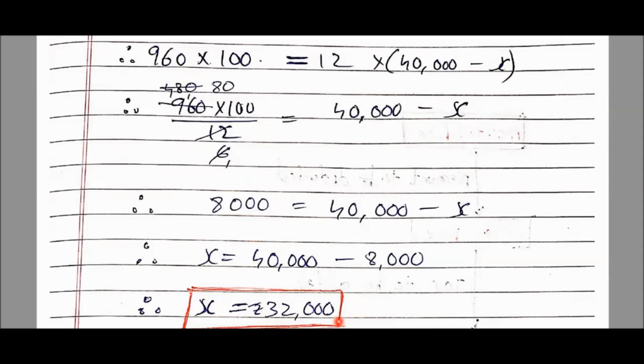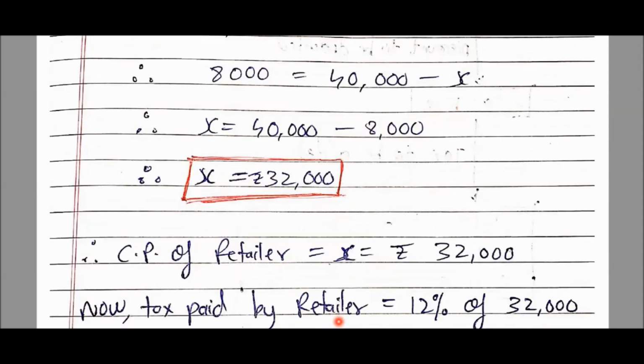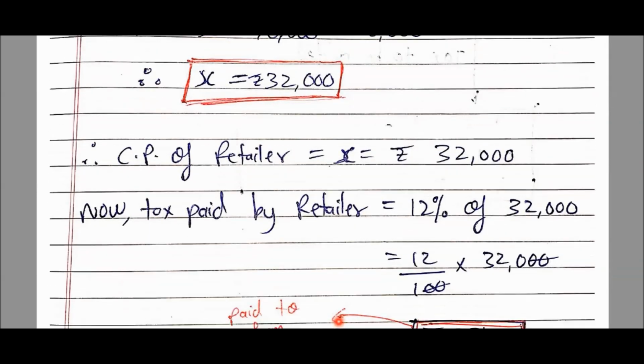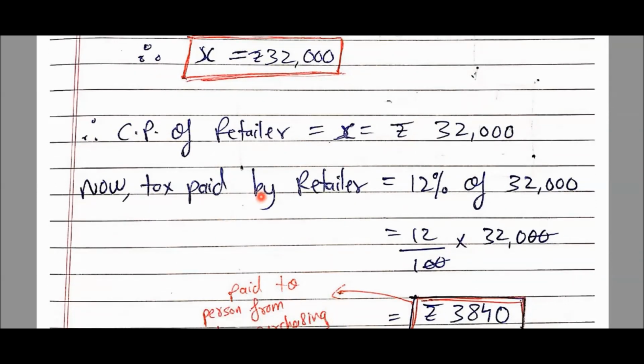But as I told you, this is not inclusive of tax. In the question, they asked you the total price paid by the retailer inclusive of tax. So that means we need to find the tax paid by him also. So how to find that?